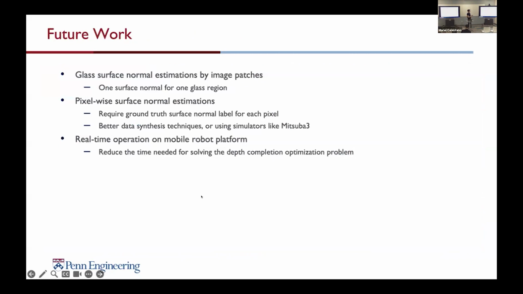So a few future works. Right now, one of the major things is that this whole pipeline takes around 45 seconds on a desktop CPU. The main reason is that the global optimization part is very hard to solve. Therefore, a lot more effort is required before we can actually put that onto a mobile robot.